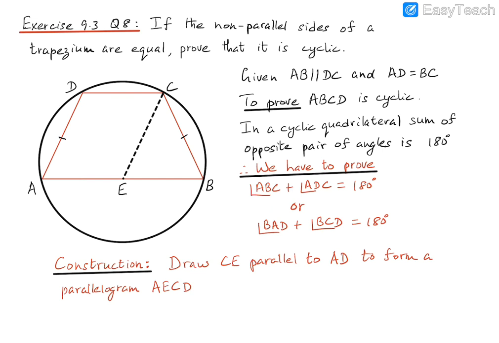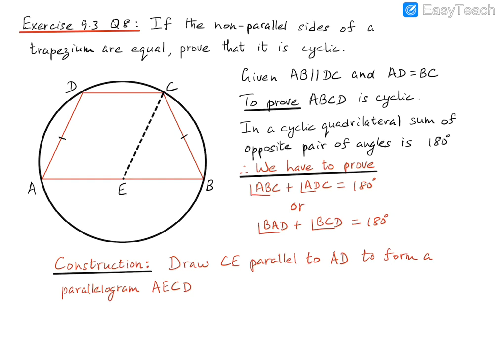Okay, so to prove that, we have to make a construction. We draw a line CE, this black line over here, which is parallel to the line AD, such that we have a parallelogram formed by the vertices A, E, C, D. So we construct CE parallel to AD to form a parallelogram AECD.